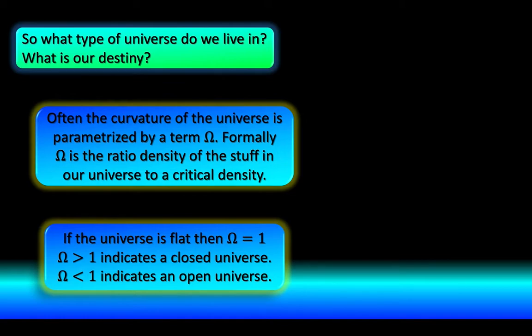Formally, omega is the ratio of the density of the stuff in our universe relative to some critical density that would make the universe perfectly flat. So if the universe is flat, we expect omega to be equal to 1 exactly. If omega is bigger than 1, then we live in a closed universe. If omega is less than 1, we live in an open universe.